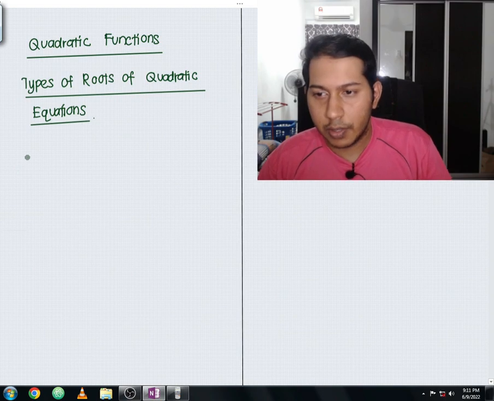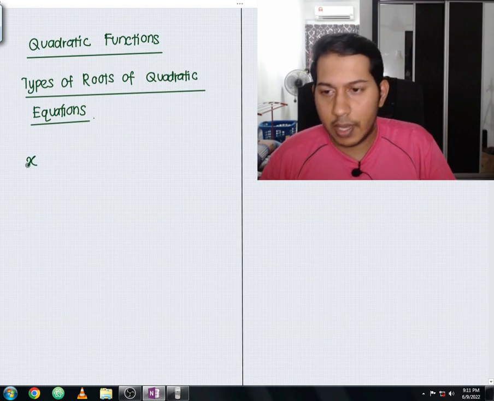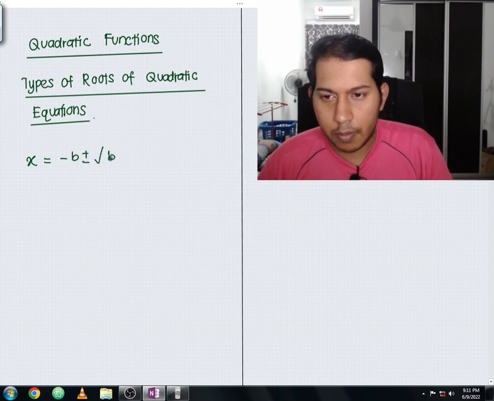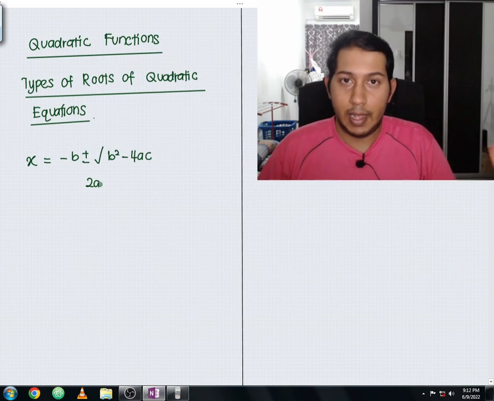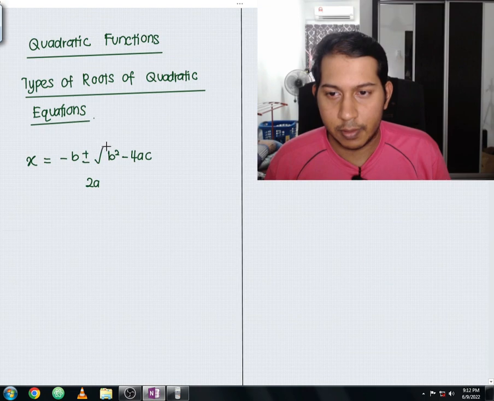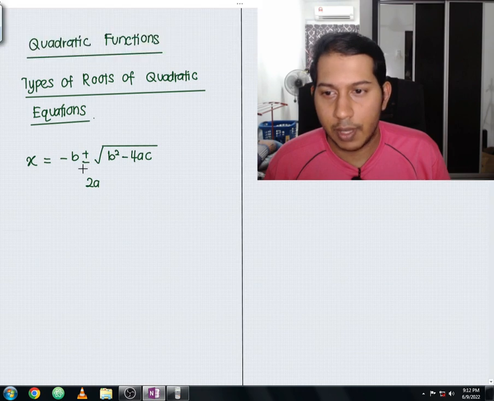In this chapter, we also learn about the quadratic formula. So what is the quadratic formula? It is given that x equals negative b plus minus square root of b squared minus 4ac, and then you divide by 2a. Let me underline the square root line and the fraction line as well, before I miss out. In case you don't know, this is actually the quadratic formula.